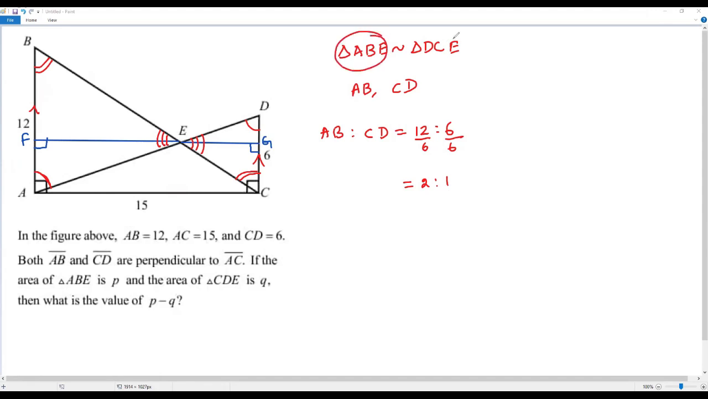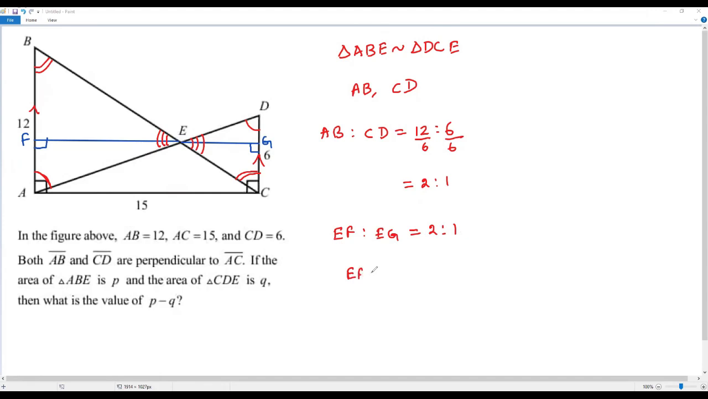Since these two triangles are similar and the corresponding sides are in the ratio 2 to 1, the heights of the two triangles also must be in the same ratio 2 to 1. So the height of the triangle ABE is EF. Let me write over here. And the height of the triangle CDE is EG. Let me write over here. So the two heights must be in the same ratio 2 to 1.